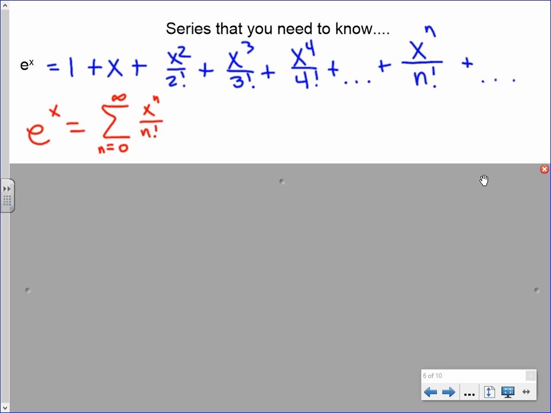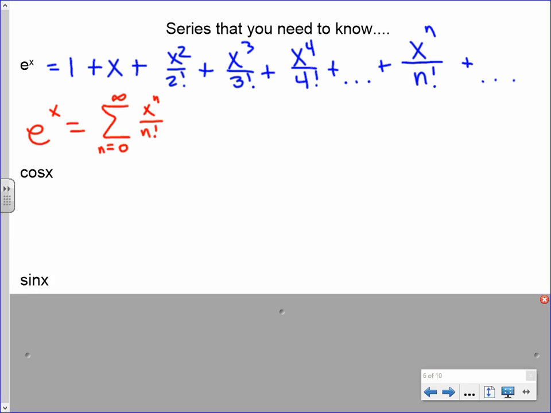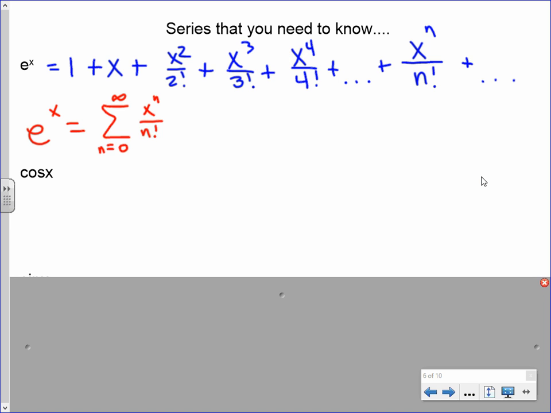Do you want me to put this? Yes. So there are an infinite number of terms in between. Yes. Cosine of x.